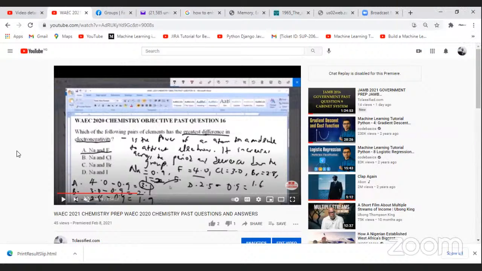Which of the following pairs of elements has the greatest difference in electronegativity? A, Na and F. B, Na and Cl. C, Na and Br. D, Na and I.